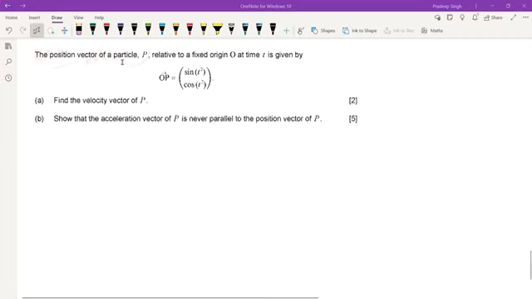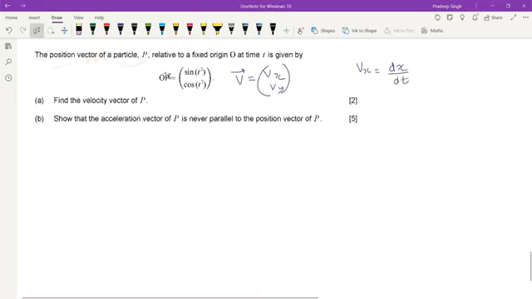In this question, the position vector of a particle relative to a fixed point, the origin, at time t, is given by this entire expression, and we are supposed to find the velocity vector. How do we find velocity from the position vector? We use differentiation. Velocity vector v will have two components, the x component as well as the y component. To find the x component of velocity, we will differentiate the x component of the position vector with respect to time.